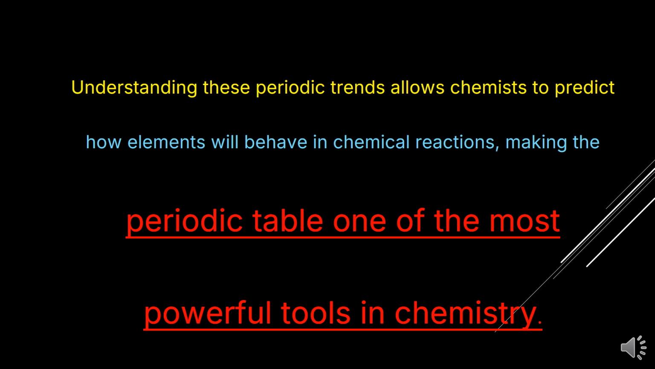Understanding these periodic trends allows chemists to predict how elements will behave in chemical reactions, making the periodic table one of the most powerful tools in chemistry.